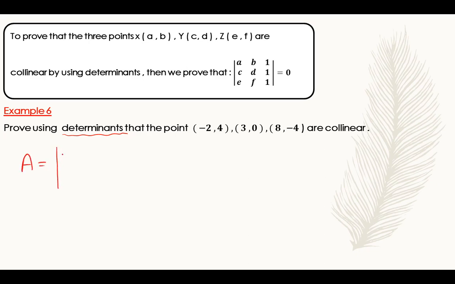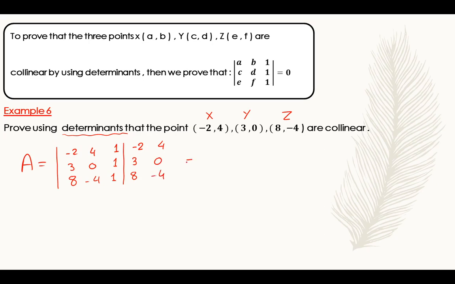First, we write the coordinate of x, negative 2 and 4. Coordinate of y, this point will be x, and this will be y, and this will be z. Negative 2 and 4, 3 and 0, 8 and negative 4. And to make it a 3 times 3 determinant, we write the third column, the 1 column. Write the first column again, write the second column again, 4, 0 and negative 4.